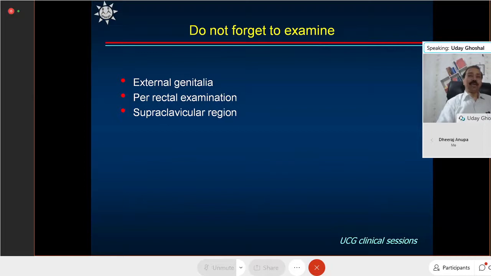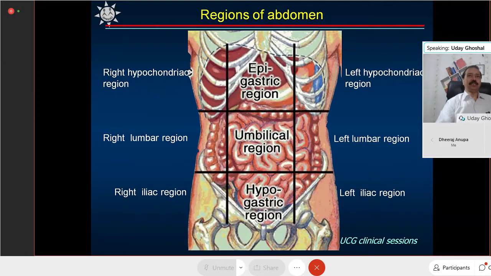Because if you read Bailey and Love, it is written that if you do not put a finger inside the rectum, you may put your foot inside it. That is a very important dictum. So if you have an abdominal lump, never forget to examine the external genitalia, do per rectal examination and supraclavicular examination.